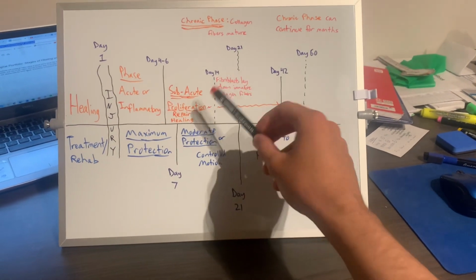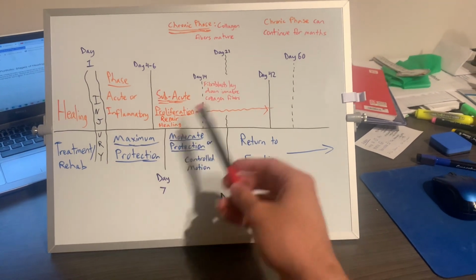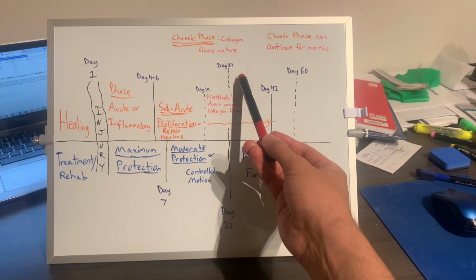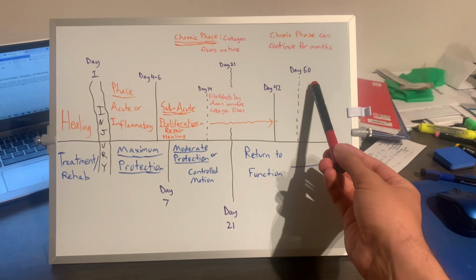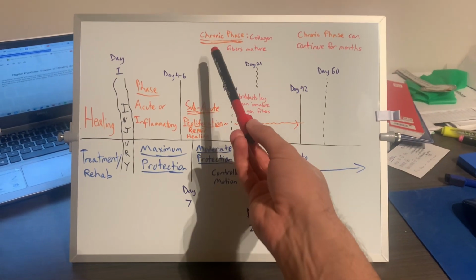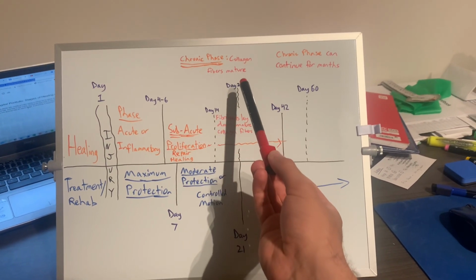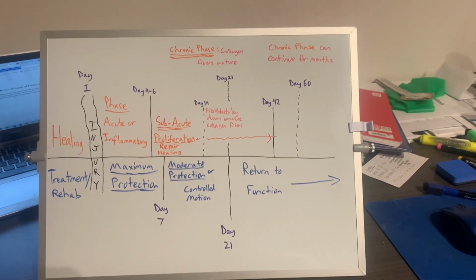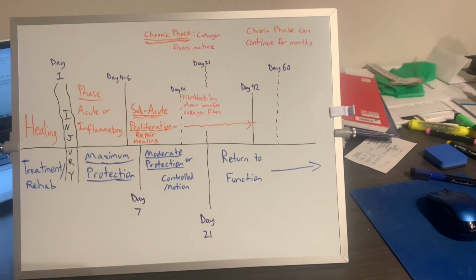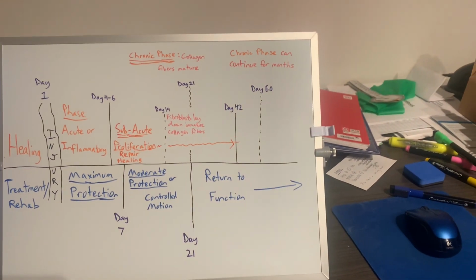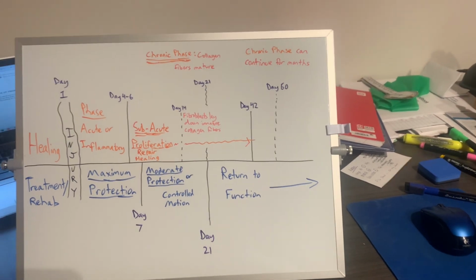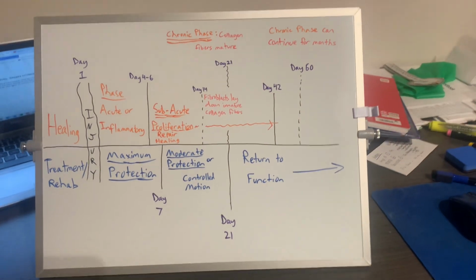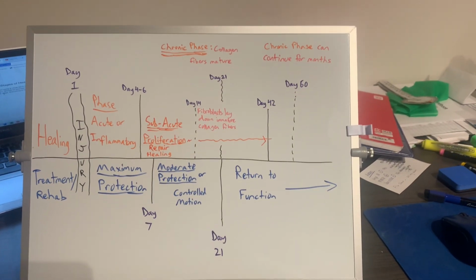The timelines of the phases overlap a little, but generally speaking, the chronic phase can start on day 21. The chronic phase could also start at day 60. In this chronic phase, the collagen fibers are going to mature. Everything is going to settle into place and start to become what it's going to become long term. That's important because we don't want it to settle into place incorrectly. And that chronic phase can last for months. So that's the basic general idea of the phases of healing.